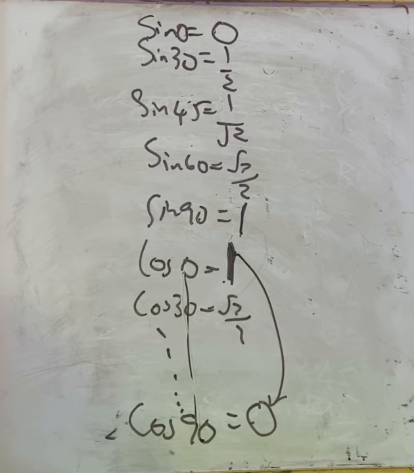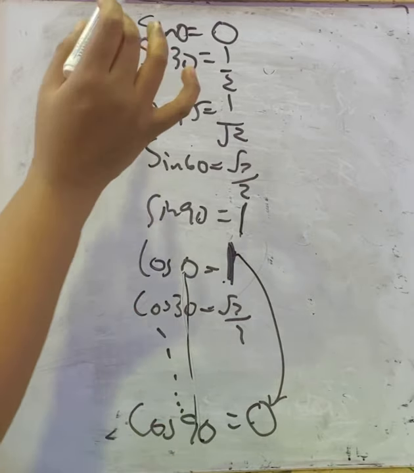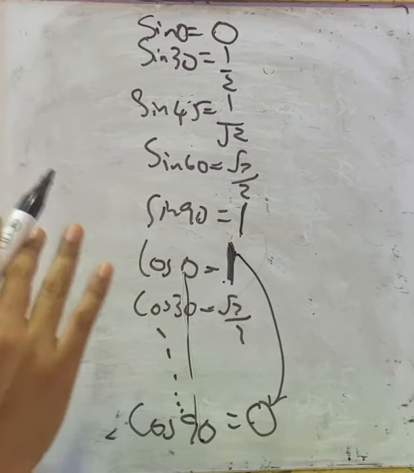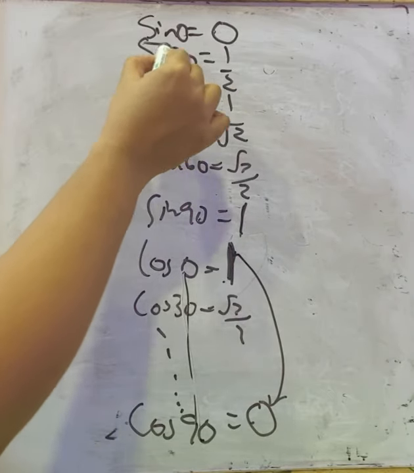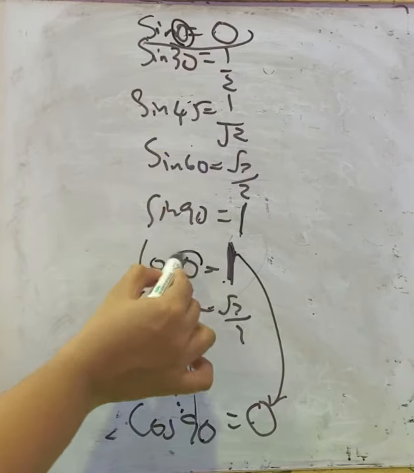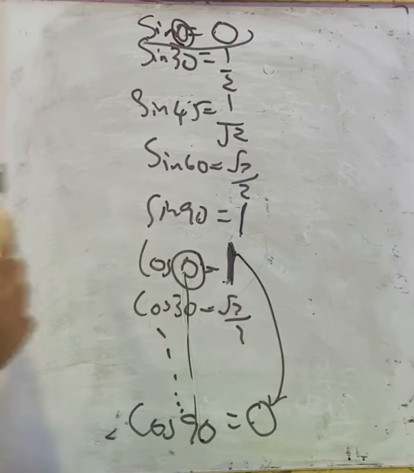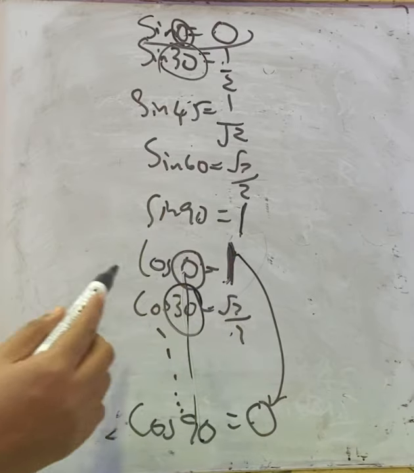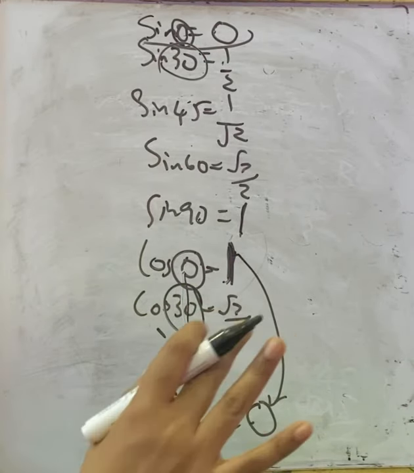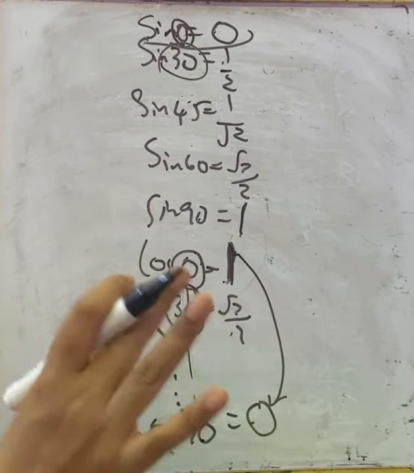Next one is sin theta equal to cos theta for all values of theta. No, it is false. Sin theta is not equal to cos theta for all values. Because from here itself you can see sin 0 and cos 0, both values are different. Sin 30 and cos 30, both values are different. Sin theta is not equal to cos theta for all values.